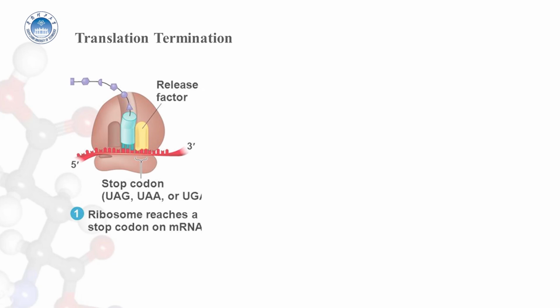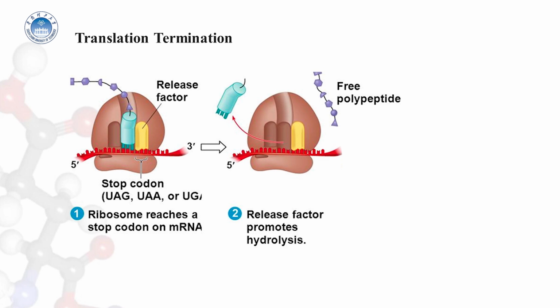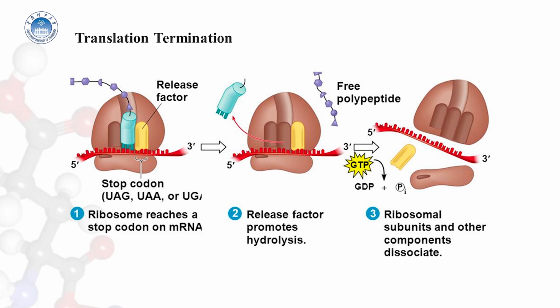The ribosome reaches a stop codon on the mRNA. This causes the release factor to promote hydrolysis. So then finally, the translation complex is deconstructed and moved to a new translation cycle.